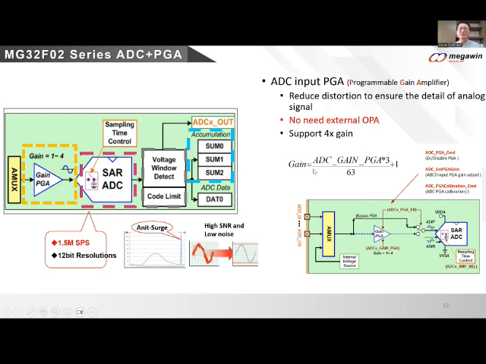You can see this PGA is different from the 8-bit MCU PGA. It gives you 64-step PGA output control. It means you can have more accurate control of the signal.